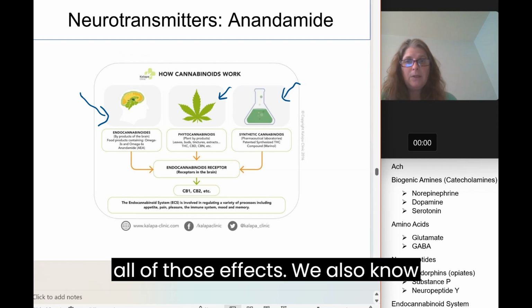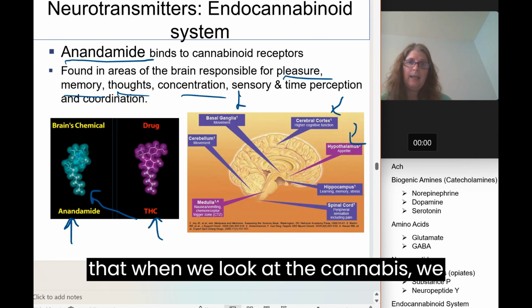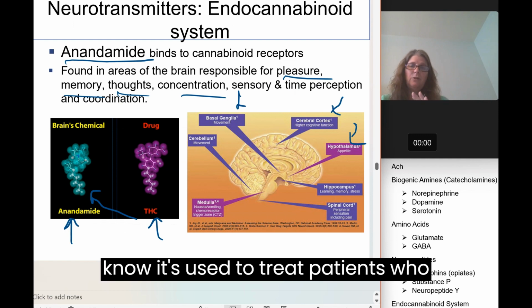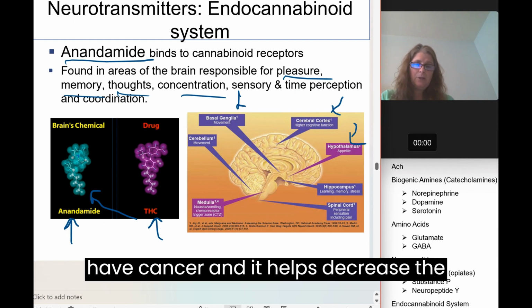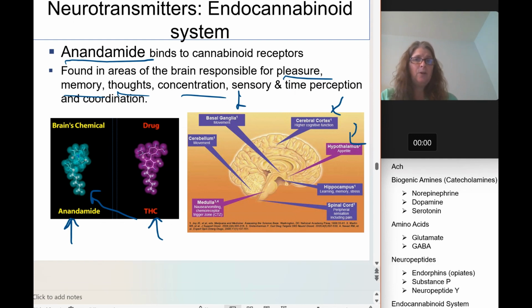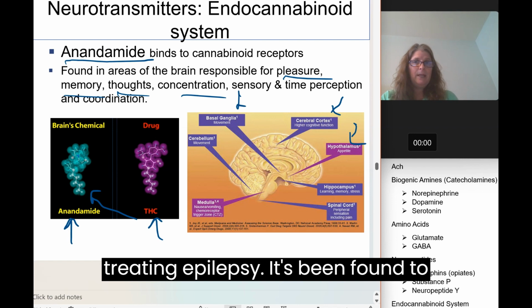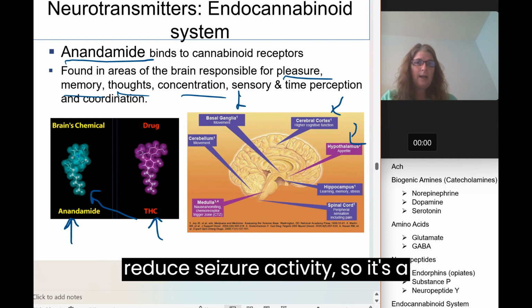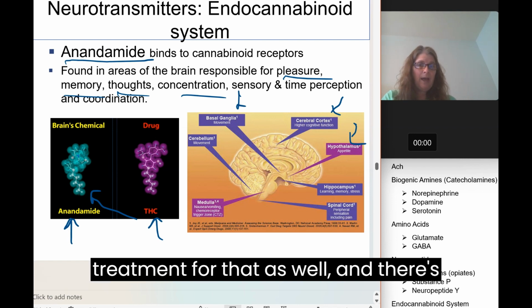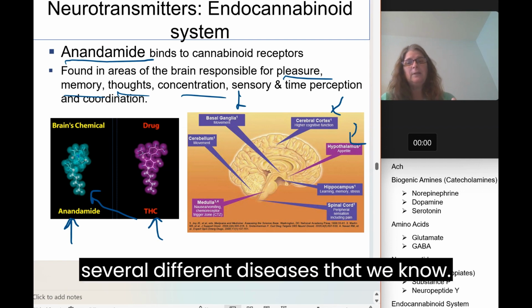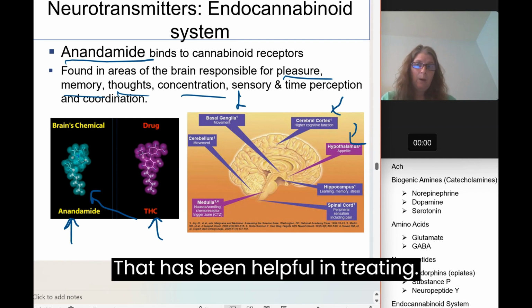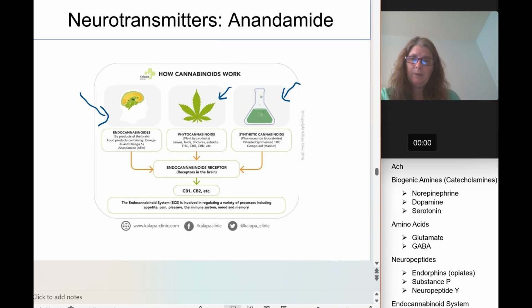We also know that cannabis is used to treat patients who have cancer. It helps decrease the nausea and helps them eat and helps them feel better. We know it also helps with treating epilepsy. It's been found to reduce seizure activity, so it's a treatment for that as well. And there's several different diseases that we know that it's been helpful in treating.